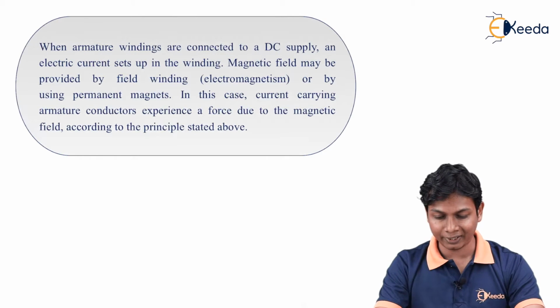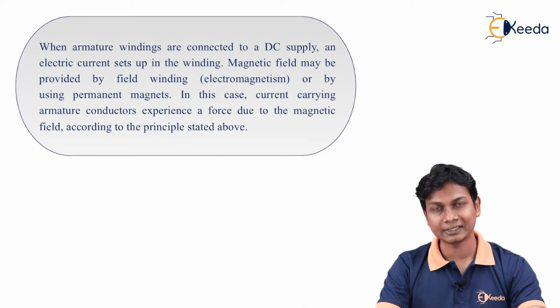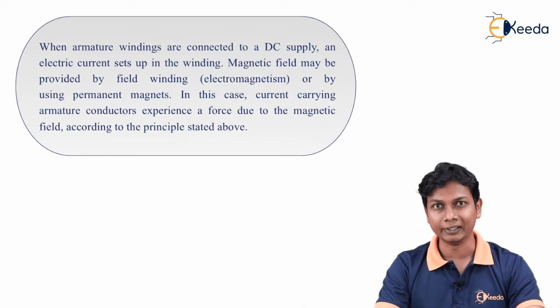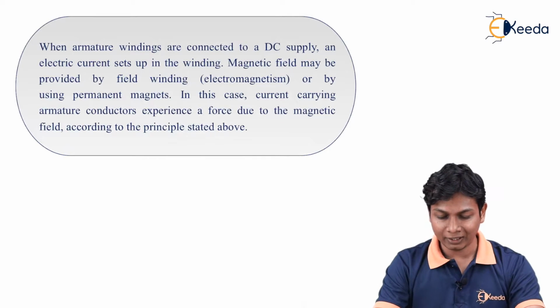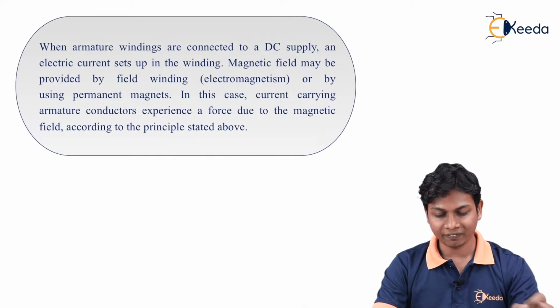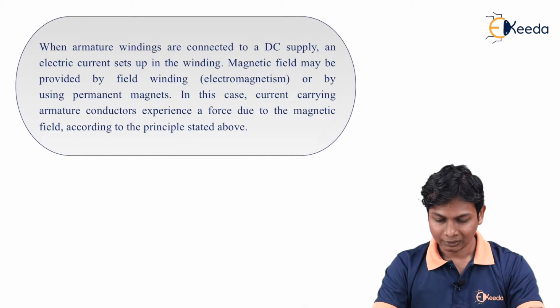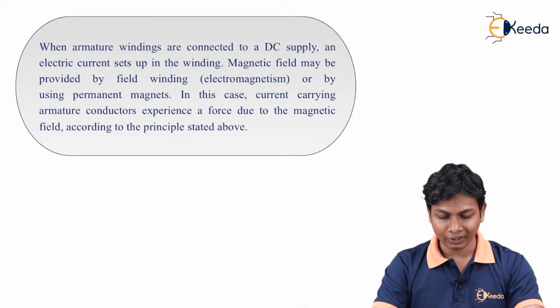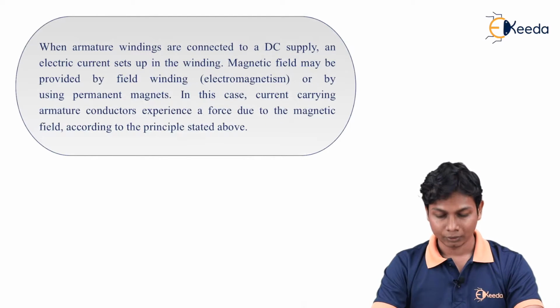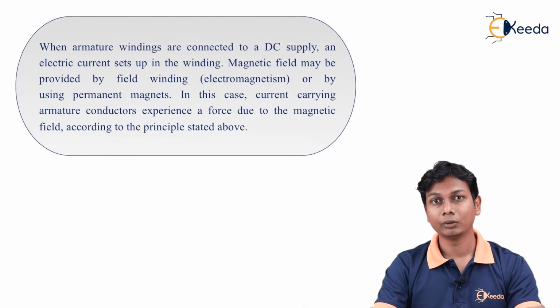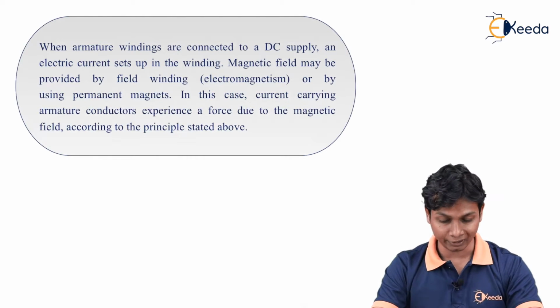Now, when the armature winding is connected to the DC supply, an electrical current is set up in the winding, and the magnetic field may be provided by the field winding, which is called an electromagnet, or by using a permanent magnet. So the field winding or the permanent magnet plays an important role in producing the magnetic field.